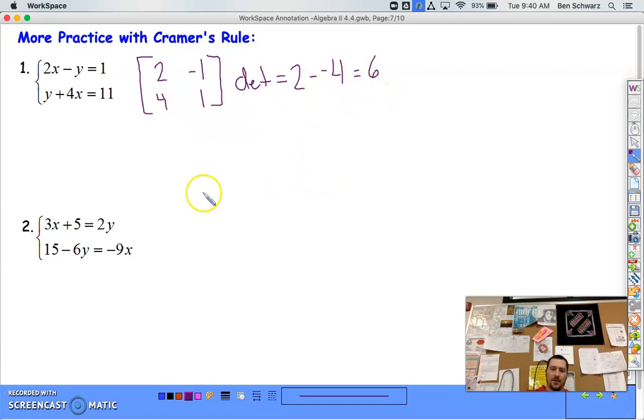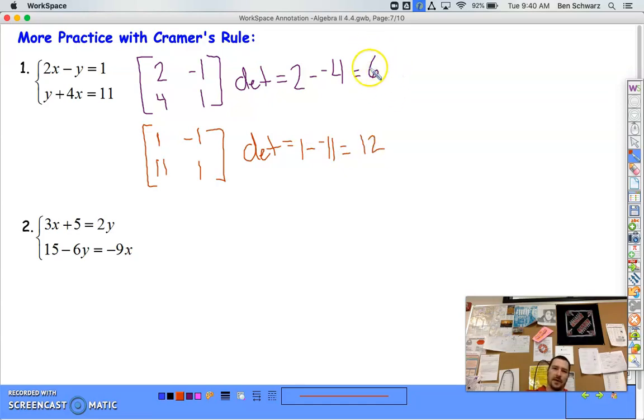All right, then we've got to go through and replace. So for the first one, we need to replace the x's with 1 and 11. So we go 1, 11. We leave the y's alone. And that determinant is going to equal 1 minus, I'll write it out here, negative 11, which is 12. So then we take it and we divide it by the 6. So x is going to be 2.